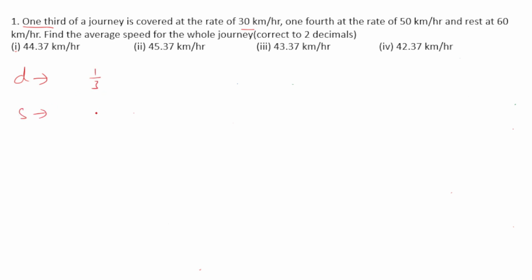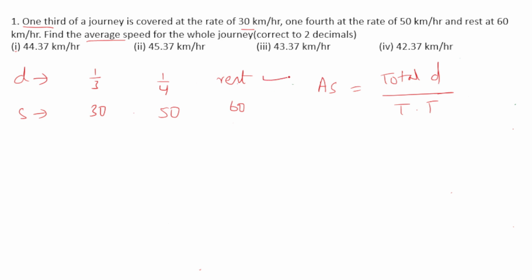See, one-third of a journey is covered at 30 kilometers per hour and one-fourth of the journey is covered at 50 kilometers per hour and the rest of the journey is covered at 60 kilometers per hour. Find the average speed for the whole journey. What is the formula for average speed? It is total distance travelled divided by total time taken.